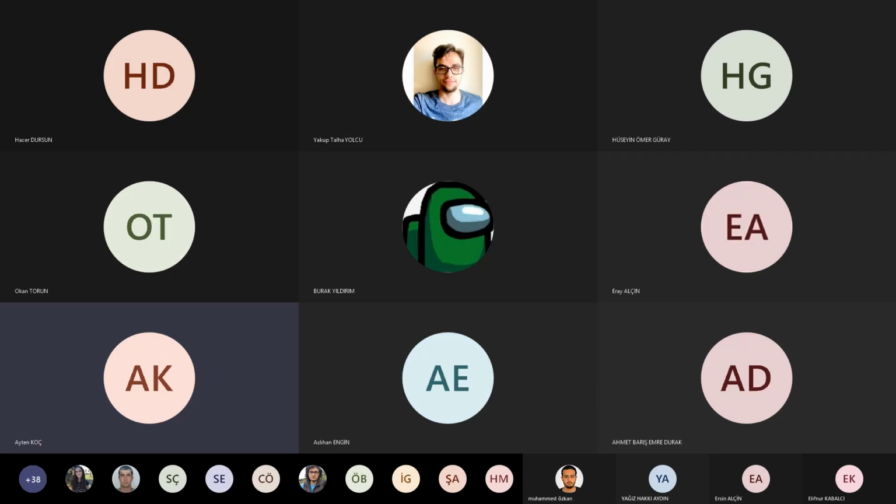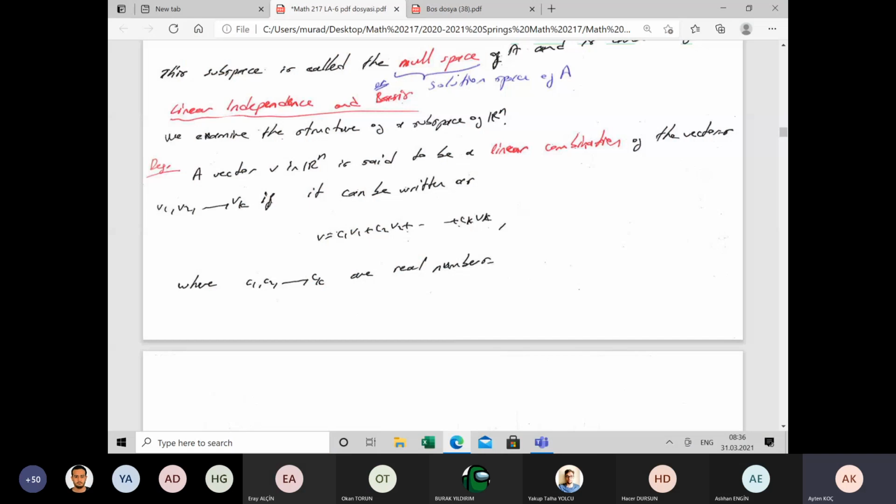Today we will discuss linear independence and linear combination. First of all, we will define the linear combination of any set in our space. Here our space is R to the n.